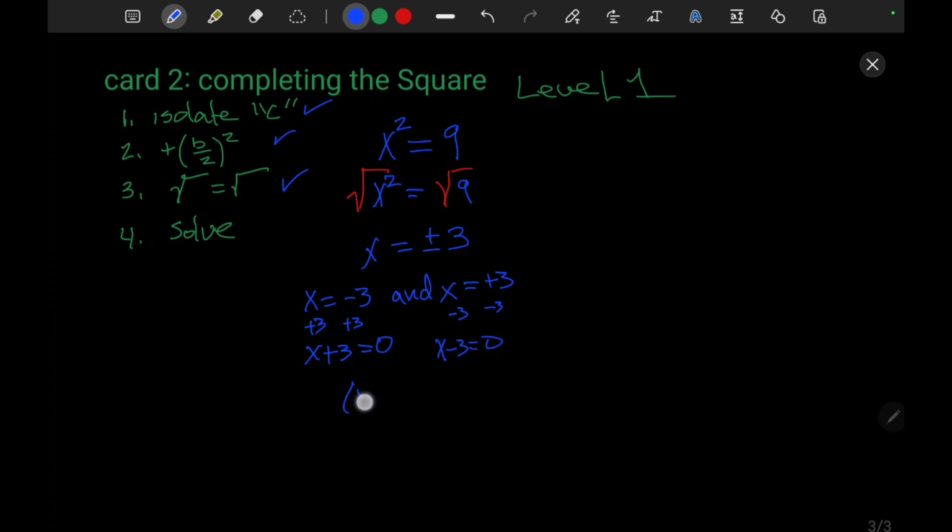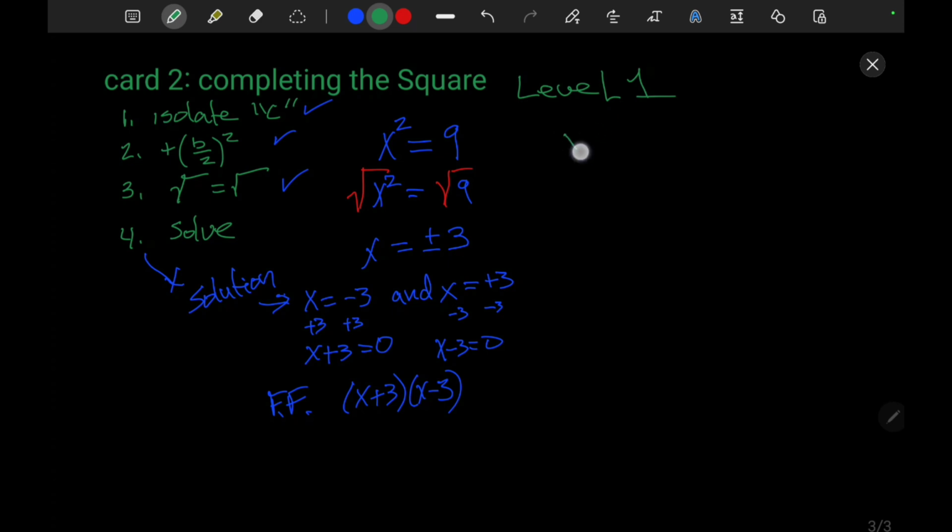My factored form is x plus 3, x minus 3. This is my solution. This is step 4 right here. This is my factored form. And if you solved your factored form, it would bring you right back to my solution, right? We're good with that, right? Good.